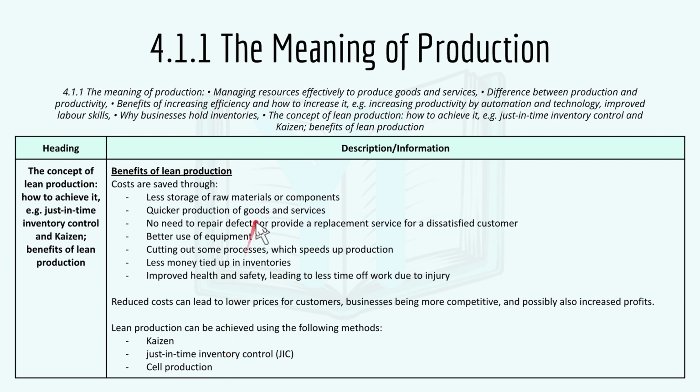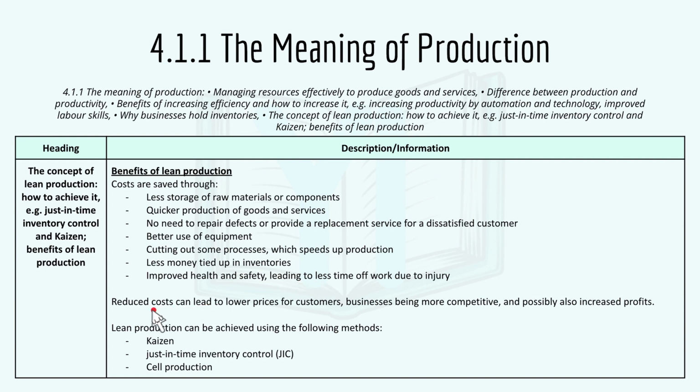Then we have the benefits of lean production. Costs are saved through these points right here. Less storage of raw materials and components. Quicker production of goods and services. No need to repair defects or provide a replacement service for a dissatisfied customer. Better use of equipment, cutting out some processes which speeds up production. Less money tied up in inventories. And improved health and safety, leading to less time off work due to injury.